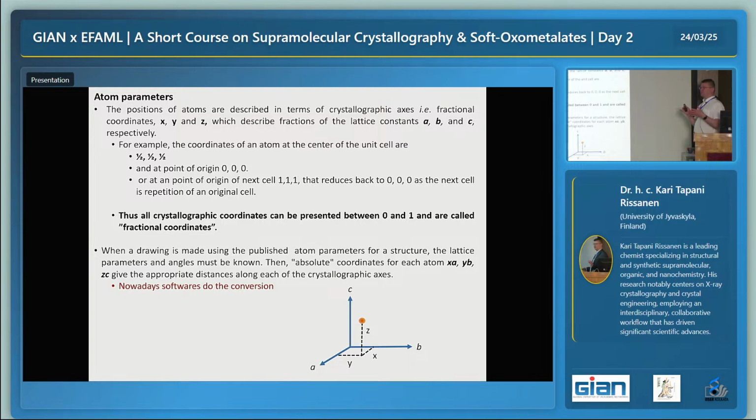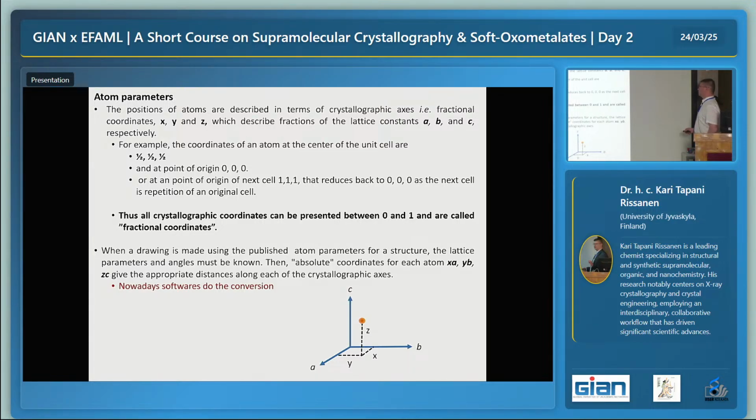It's a very unique way of thinking compared to anything happening in solution, where you have free molecules floating around with no reference. But here we have a reference. We know exactly where individual molecules or atoms are sitting. So the crystallographic coordinates are presented between 0 and 1, and they're called fractional coordinates. If you are doing molecular modeling in the gas state, you don't use fractional coordinates, because you don't have a reference point or a unit cell. Fractional coordinates are only reasonable when you have a unit cell.